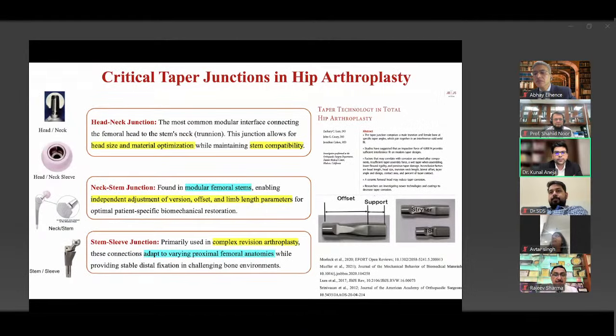So how does it affect the modularity in a total hip? It can happen at 3 different junctions. The head-neck junction is the most commonly utilized; by changing the head size and the material, we can use a particular stem for each anatomy. By varying the neck-stem junction in modular femoral stems, we have independent adjustments of the version, offset and limb length pertaining to a patient's biomechanics. And there is the stem-sleeve junction, which can be adapted to varying bone loss and revision scenarios. We'll be talking through all of this.